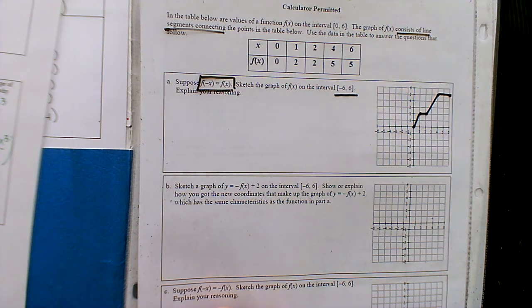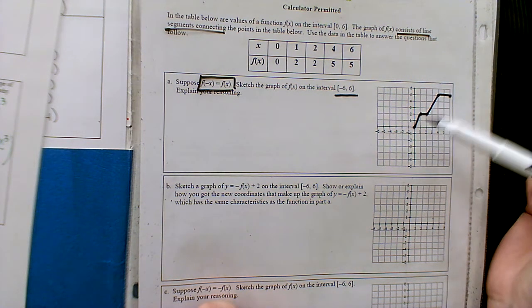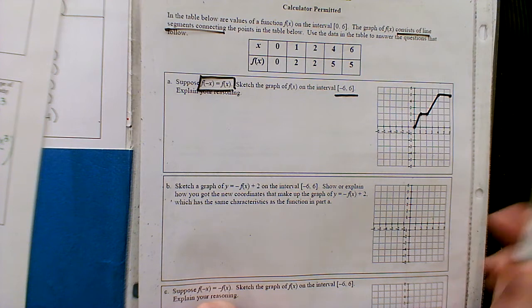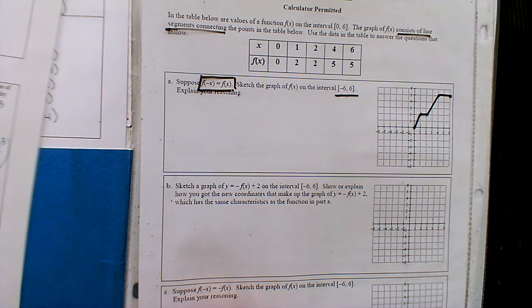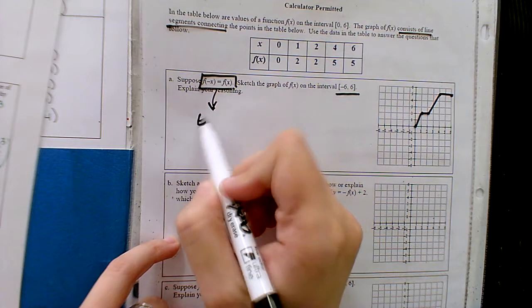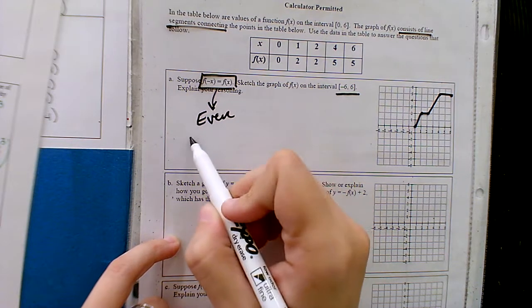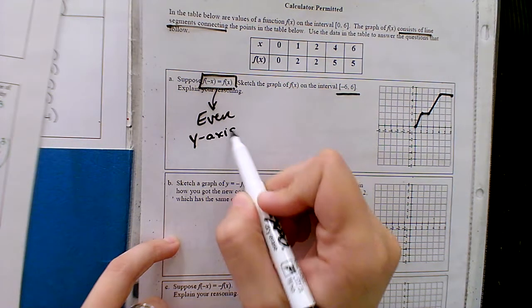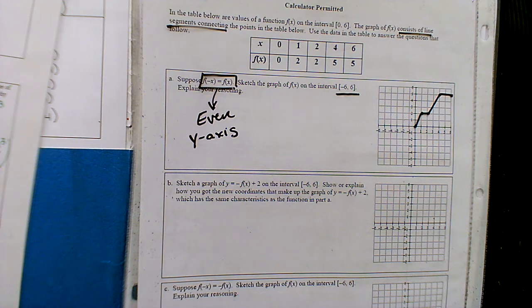How can we do that? They gave us half of the graph. How do we know what the other half should look like? What do you think, Julia? So f of -x equals f of x is even, so that means it would be y-axis symmetry, so you would be able to reflect it over the y. We're going to reflect it.